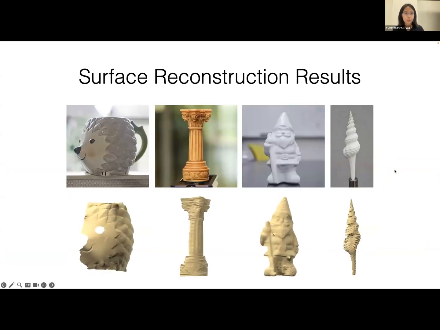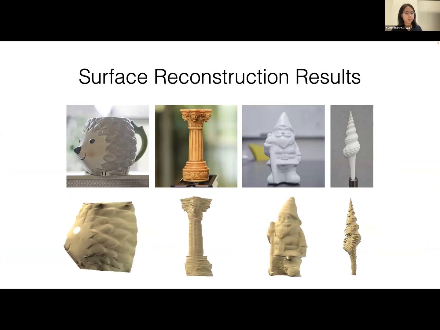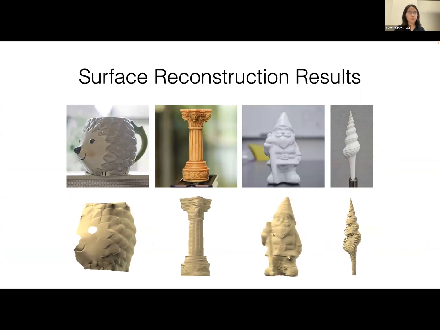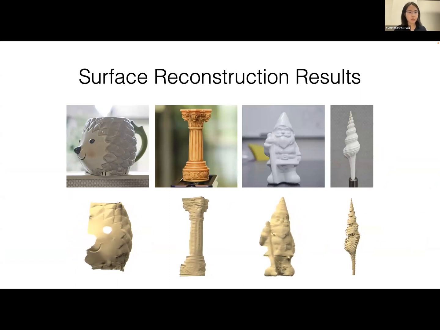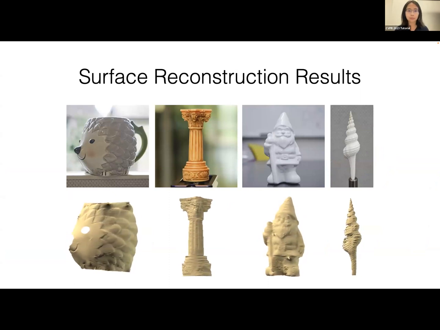So with the surface normal map, we can then integrate it to come up with a mesh surface to represent the geometry of the object. Here are some surface mesh results that we have.